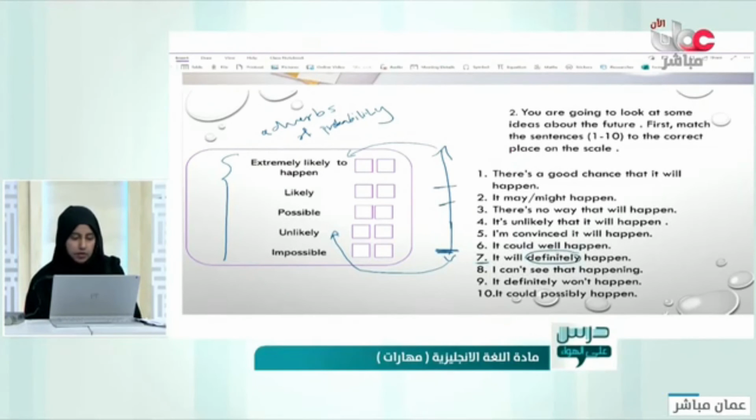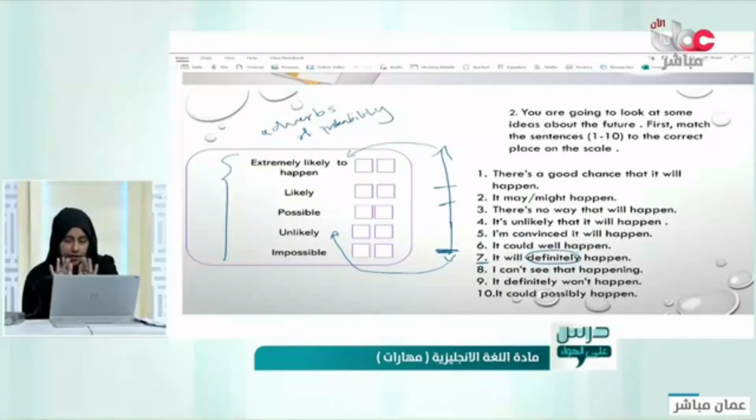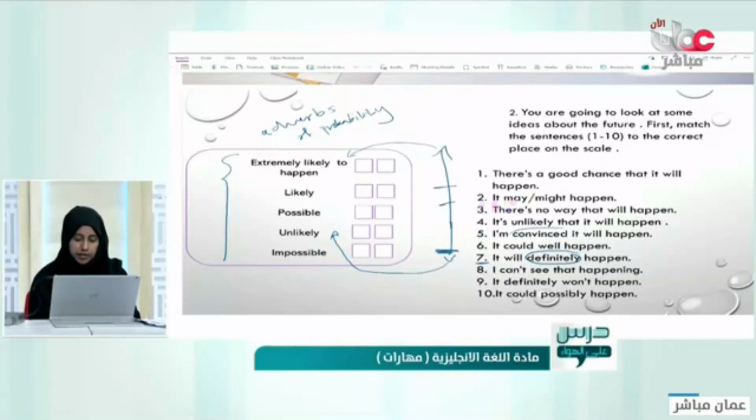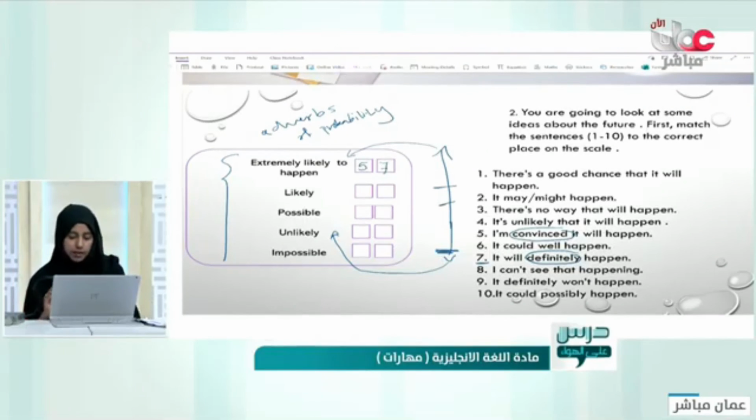Definitely, it means extremely likely. Okay, extremely. I want you to understand the meaning. Extremely likely, it means what? Definitely. Definitely happen. Another meaning, convinced. I'm convinced. I'm sure it will happen. So here, shall we write the numbers here? So 5 and 7. Okay, excellent. So this is the first one.